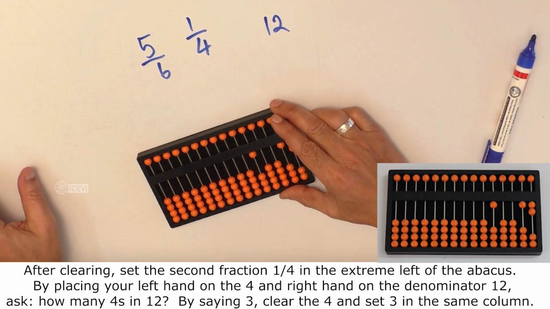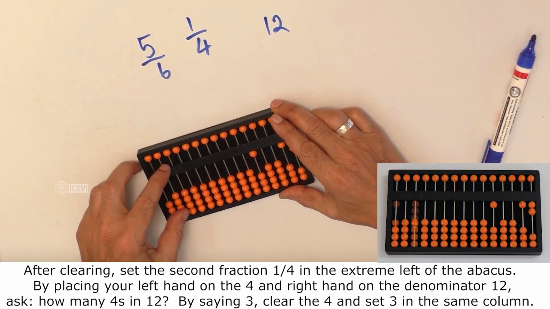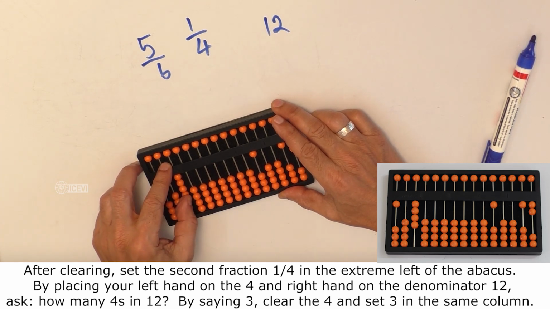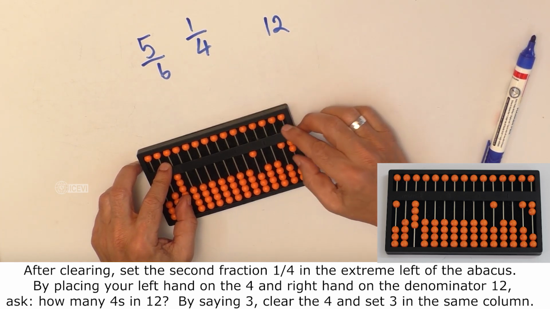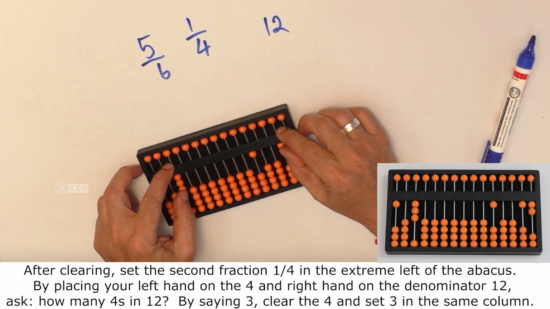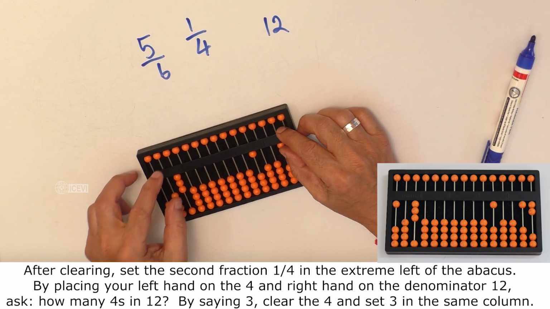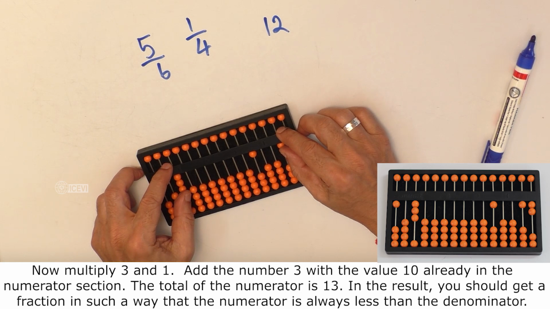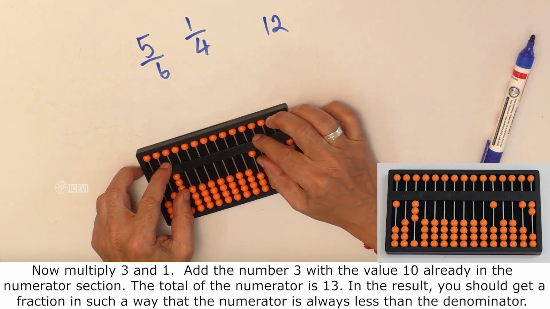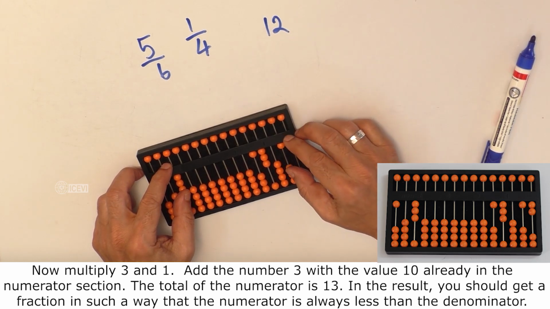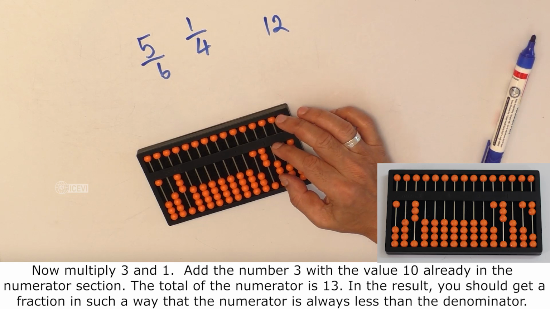After clearing, set the second fraction 1 by 4 in the extreme left of the abacus. By placing your left hand on the 4 and right hand on the denominator 12, ask how many 4's in 12. By saying 3, clear the 4 and set 3 in the same column. Now multiply 3 and 1. Add the number 3 with the value 10 already in the numerator section. The total of the numerator is 13.